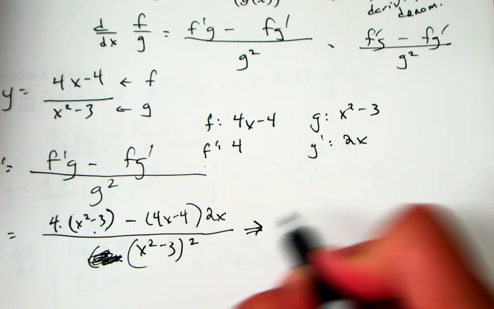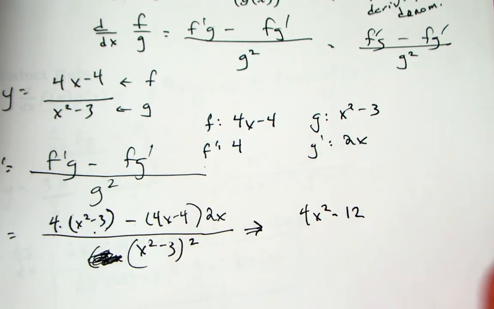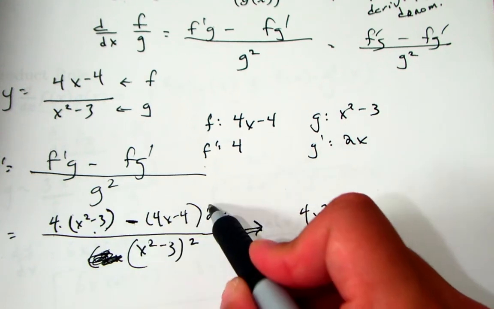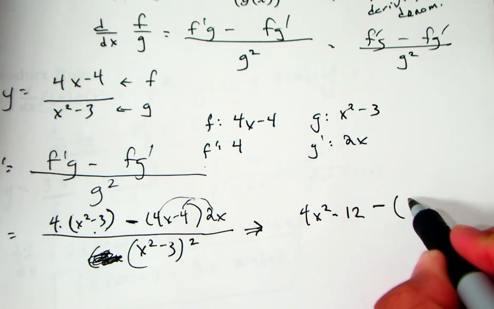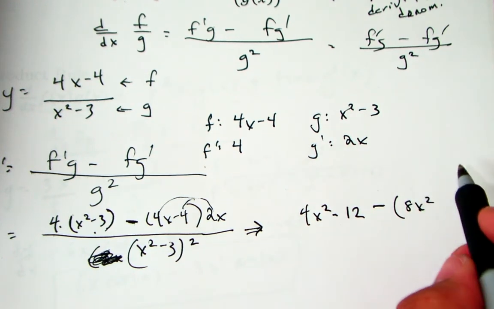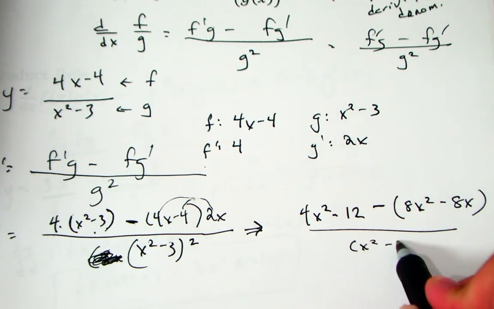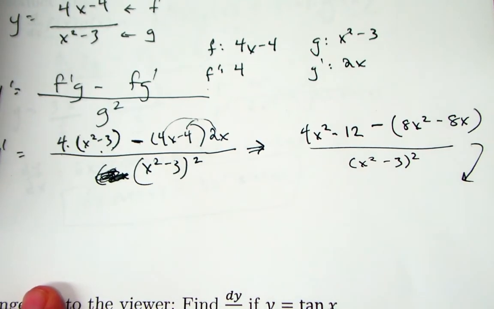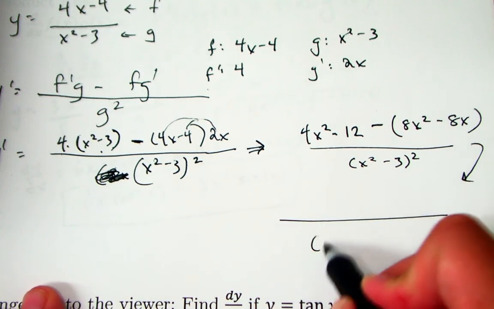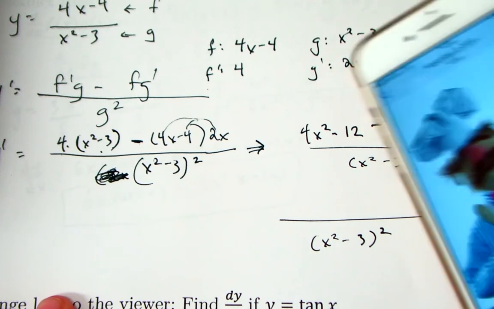So f prime g minus f g prime all over g squared. Quite a bit of opportunity for simplification here. If I distribute the 4, I get 4x squared minus 12. And keep in mind, I'm subtracting all this. What I'm going to do is distribute the 2x and then make everything negative afterward. So I get 8x squared minus 8x all over x squared minus 3 squared. I could expand this, but it's actually not usually needed. That's something that you learn with practice. And on the bottom we still have x squared minus 3 squared. Just doing our recipe here.